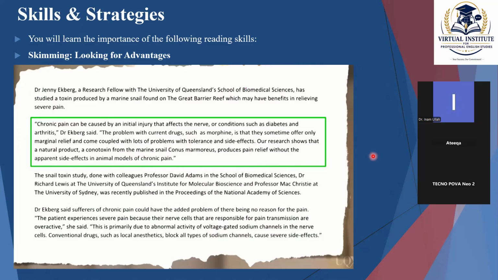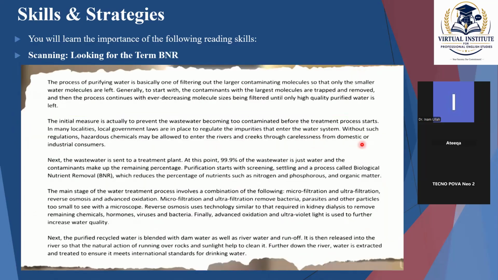So you don't need to understand each and every word, and you don't need to read each and every word. The only thing you need to know is how to skim through the passage. Now, look for the example of scanning. Looking for the term BNR. In this passage, we will have to locate where BNR is. So can you tell me in which paragraph we have the term BNR?